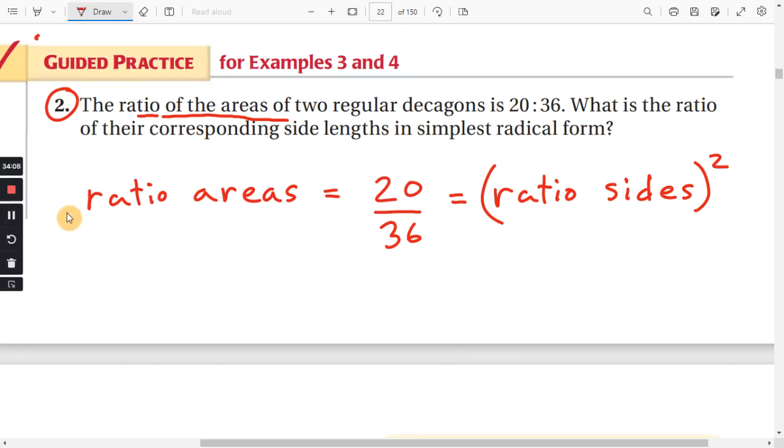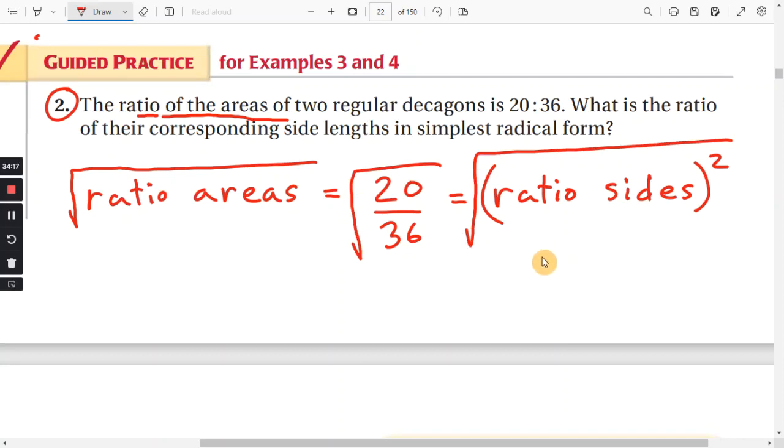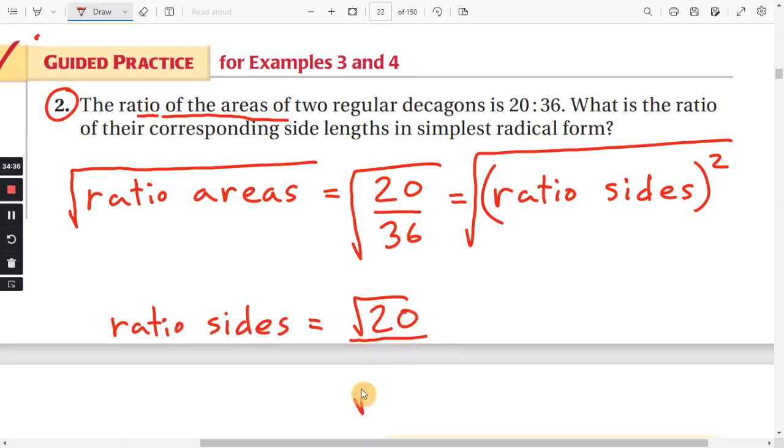So if you take the square root of the ratio of the areas, which is the square root of this right here, then you'll have the ratio of the sides. All right, so the ratio of the sides, and we said you square root a fraction, top and bottom are individual. So it's going to be radical 20 over radical 36.